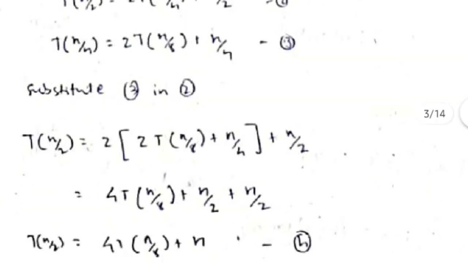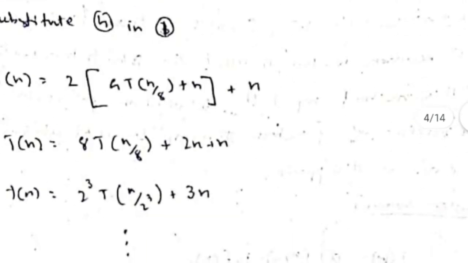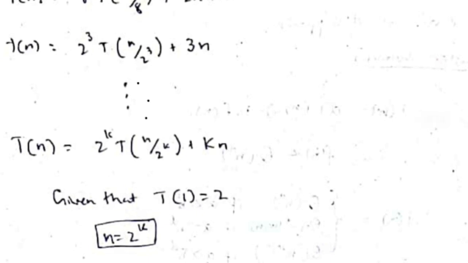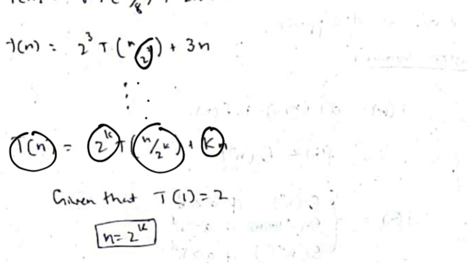Okay, after substituting that value we'll be obtaining a general equation as 8 times T(n/8) plus 2n plus n, which is 3n. Now can you observe a pattern here? See, T(n) is 2 cube T(n/2 cube) plus 3n. So generally, if it's extended to k terms, T(n) is equal to 2 power k into T(n/2 power k) plus kn. See, here it was 2 cube, so we wrote 3, so for 2 power k we will write kn.